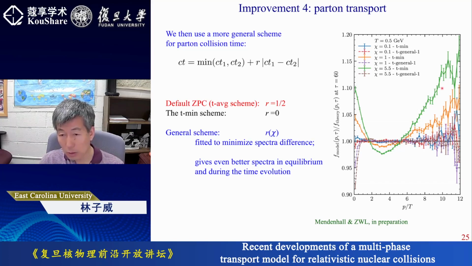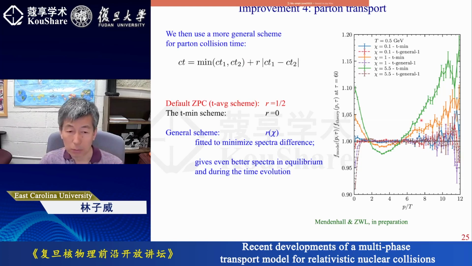This basically 1 means exactly agreeing with the analytical solution, and the new scheme gives us the solid lines for different opacities. And our general scheme gives us the dotted lines or dashed lines, which are much closer to 1 than even the previous new scheme. Therefore, we can improve the ZPC transport more by making these more general schemes.